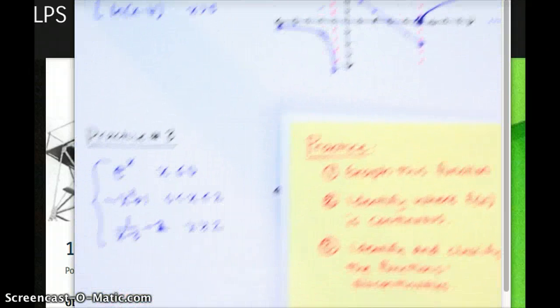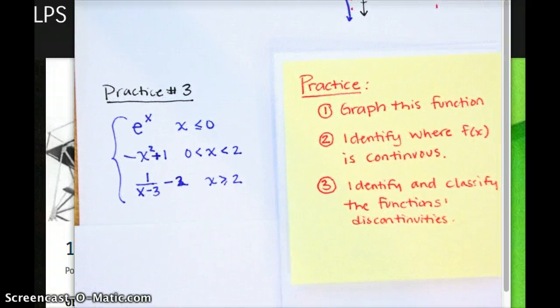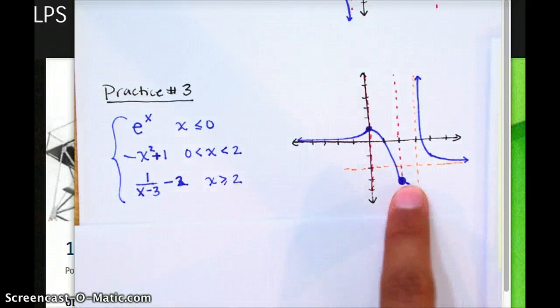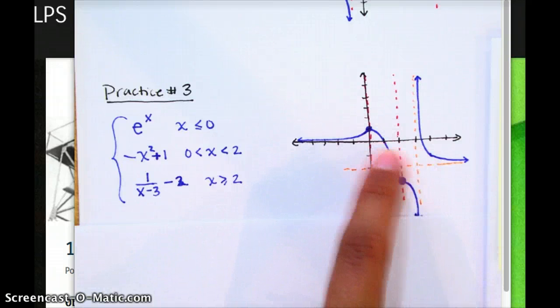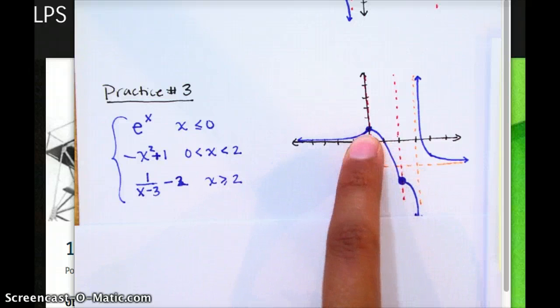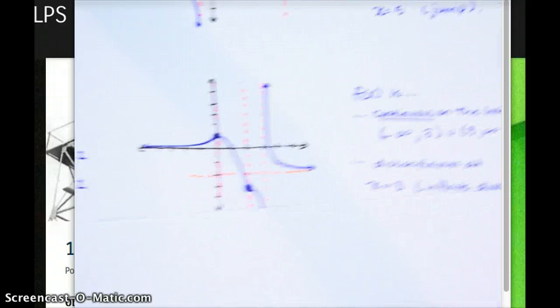Here's your third one. Pause the video while you graph the function. Here's what the graph looks like. Notice the only way I would know that that point is solid and continuous is because I calculated by plugging in 2 to both of these functions. Same thing right up there. And continuity.